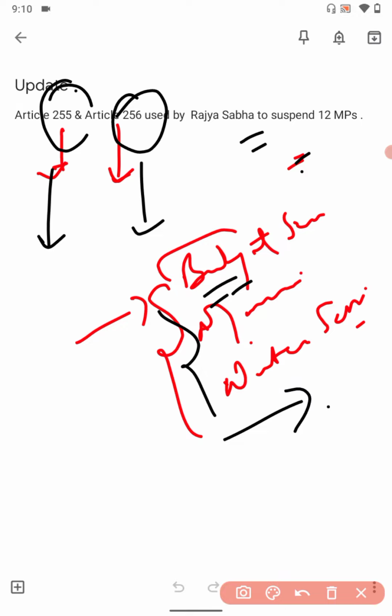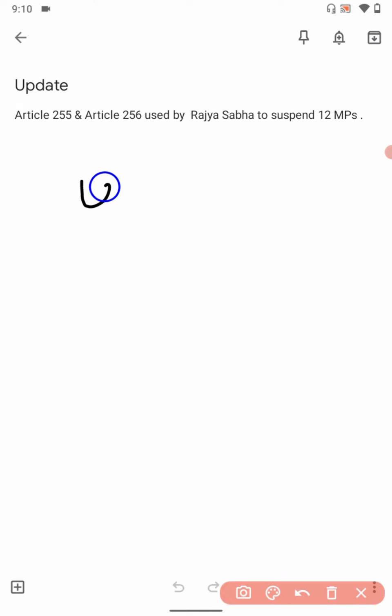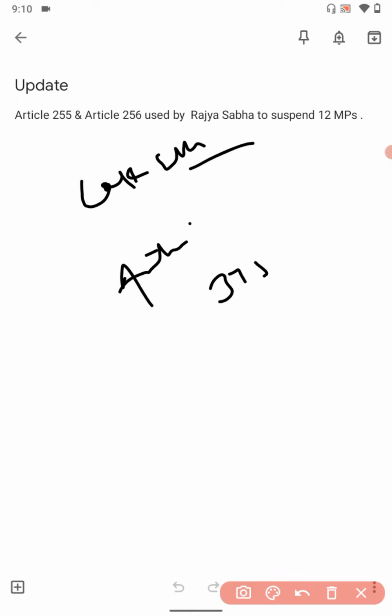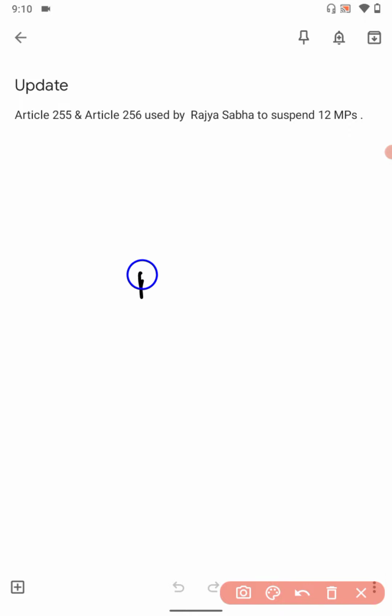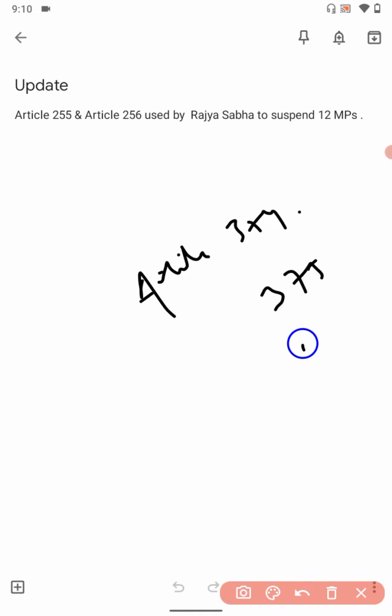If it is the Lok Sabha, then Article 374 and Article 375 A should be used, right?